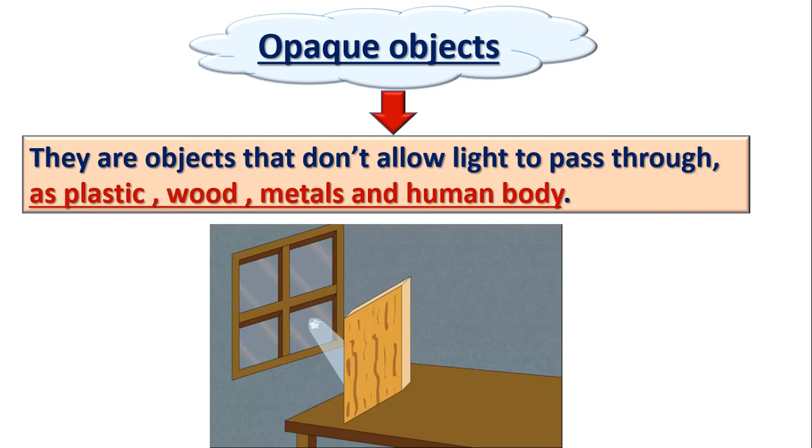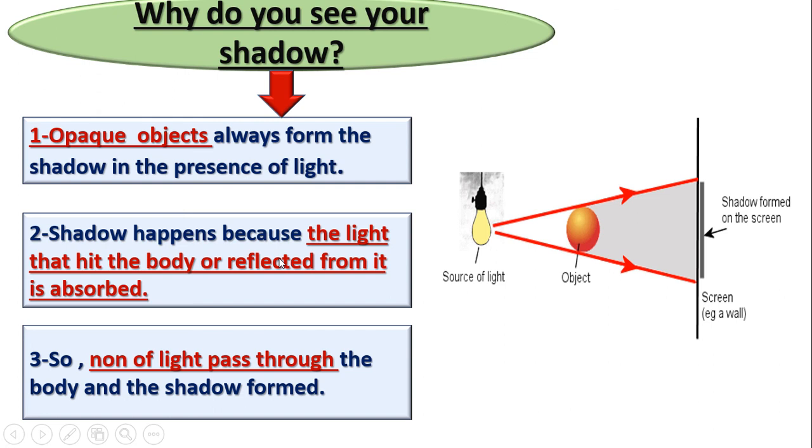Any object that doesn't allow light to pass through it is called an opaque object, like plastic, wood, metal, the human body, rock, and a lot of things around us. Okay. Why do you see your shadow?